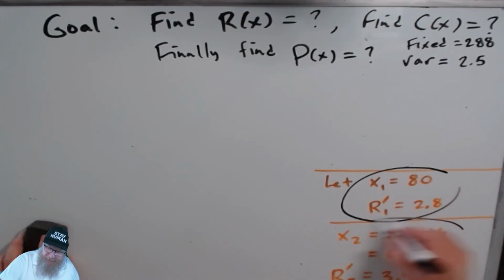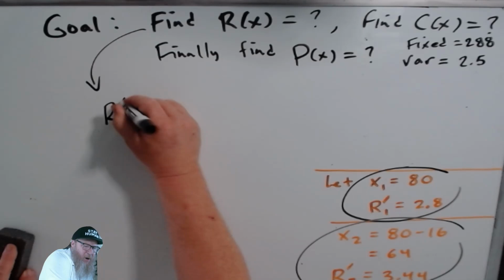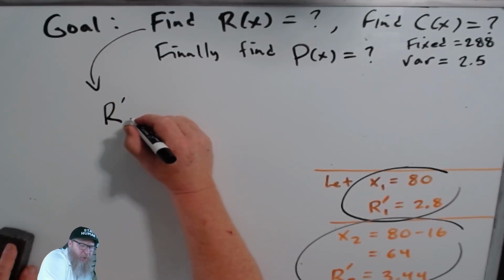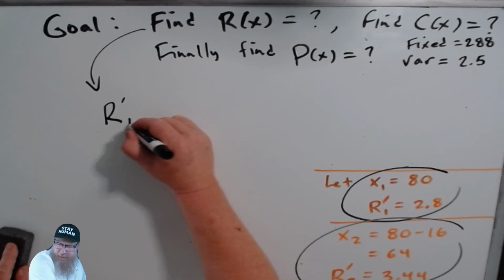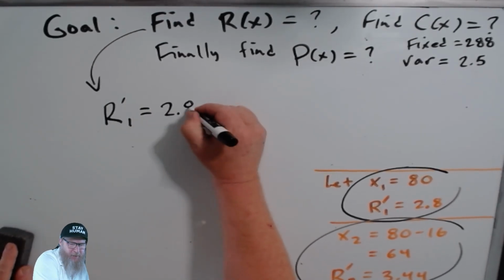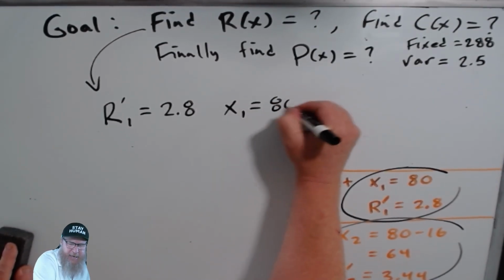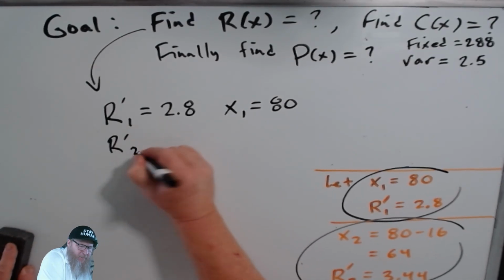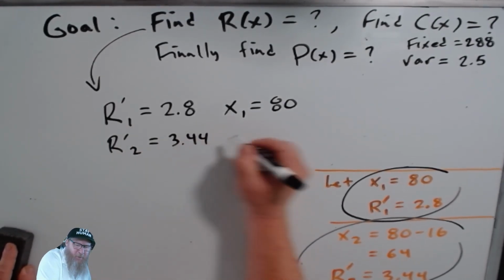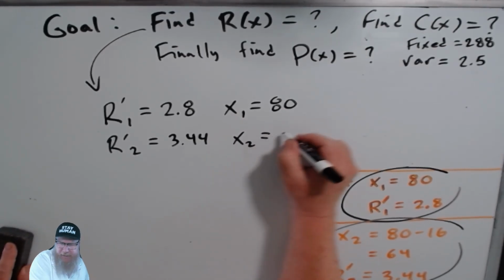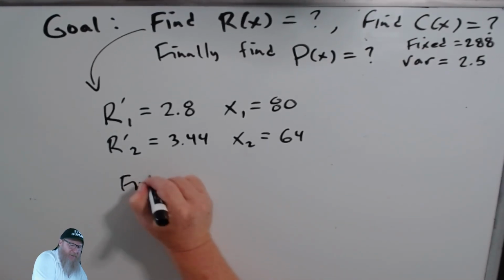All right, so first let's find R. We don't know what R is, but we do know that R prime 1 is $2.80 and X1 is 80, and R prime 2 is $3.44 and X2 is 64. So let's find the slope.